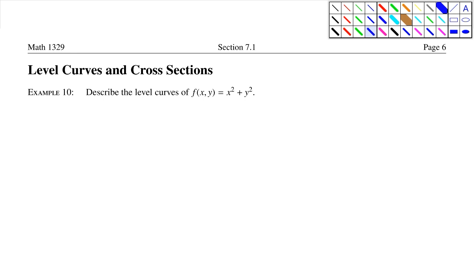Finally, we look at level curves and cross sections. So basically, we want to sort of dissect what these curves look like in 3D space by looking at horizontal planes and seeing what shape is cut out if you were to sort of slice the graph at that plane. Example 10 says, describe the level curves of f of x comma y equal to x squared plus y squared. Well, we know that this is our old friend, the paraboloid.